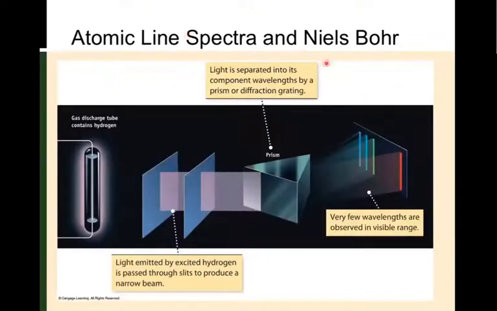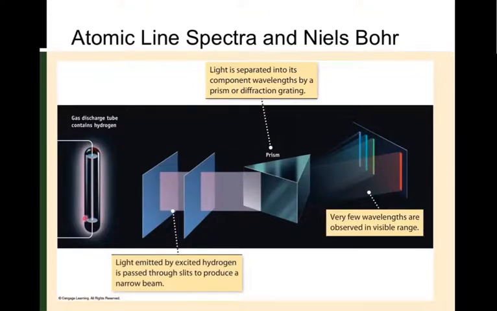So, atomic line spectra and Niels Bohr. Light is separated into its component wavelengths by a prism or diffraction grating. So this is a way of obtaining these atomic line spectra. So these individual lines, here is the spectrum which is observed. And there are only a few of these for each element, and they form a kind of fingerprint for the element. They correspond to these transitions between the orbits.